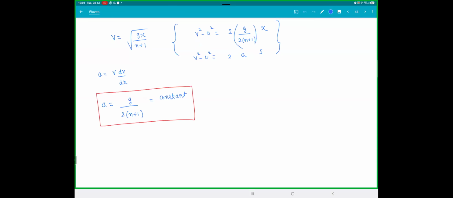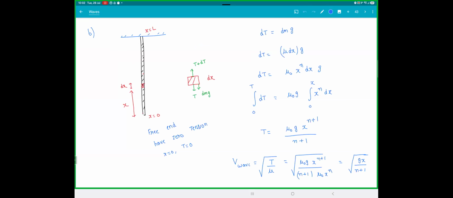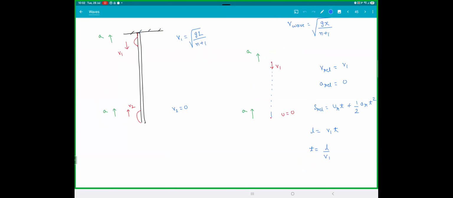So the first part is to figure out they have a constant acceleration. Second part is to get the initial velocities. Now the question has become kinematics. Everyone clear with this? So first you find the tension as a function of x, and then you use the wave speed, then we get the acceleration, then we use kinematics. Any doubts on this?